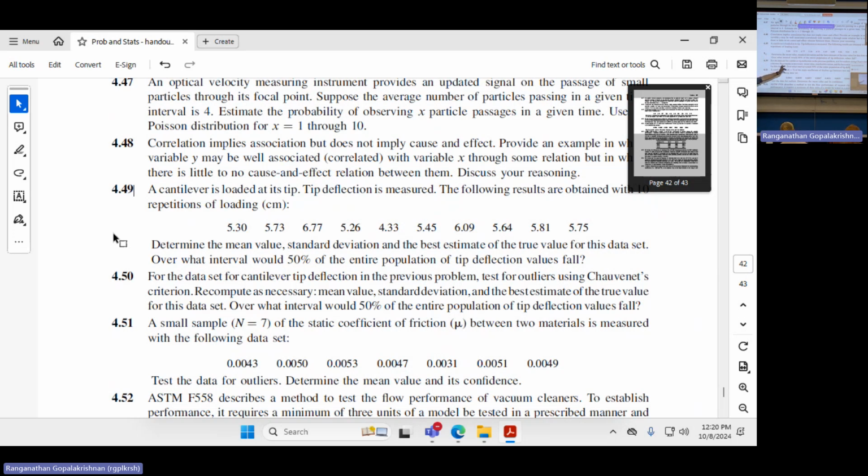Get the mean value. How will you do that? 10 x values, how will you get the mean? Add them all up, divide by 10, right? Please do that. Let's do this problem. Get the mean value, very easy, straightforward.